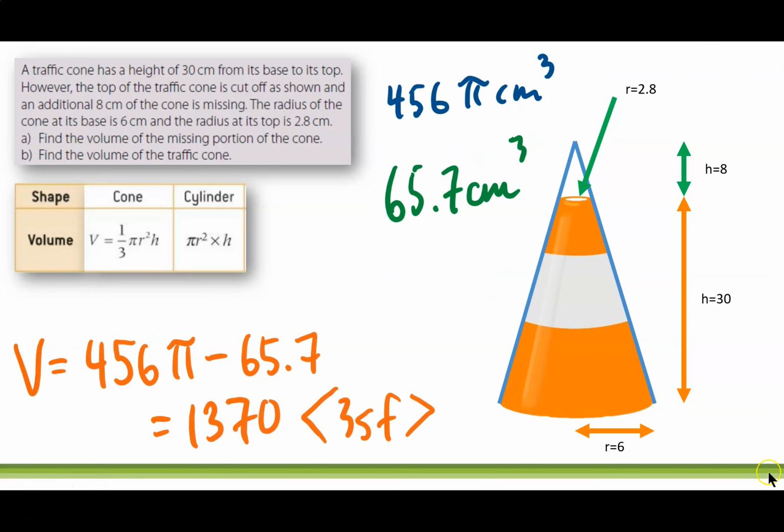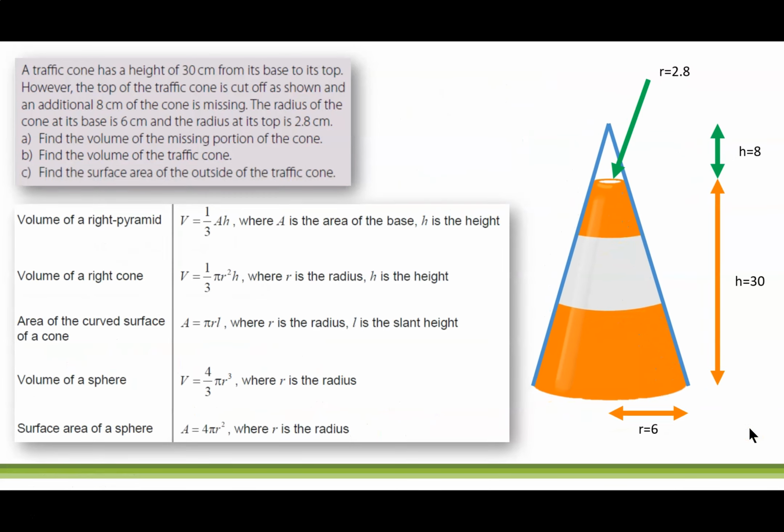Now, if you take those two numbers and subtract them, that's the large cone minus the top one that's missing, you're left with 1370, which is 3 significant figures accurate. Right. So now we're on to the hard bit, which is the surface area of the cone.